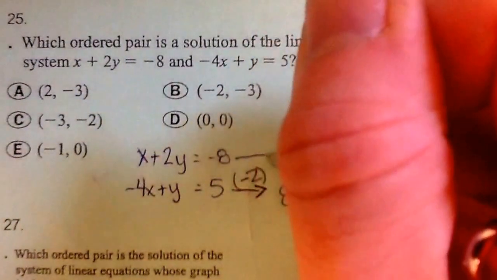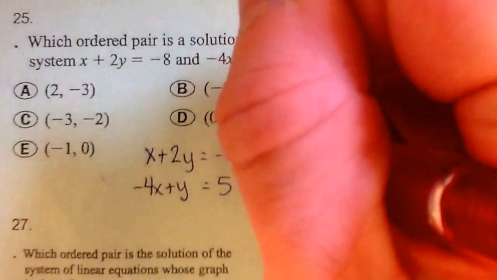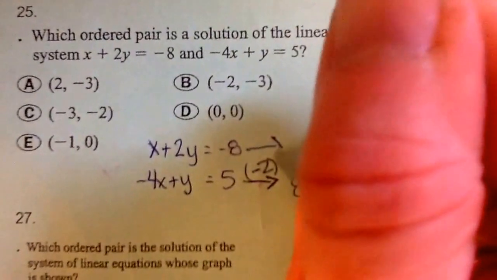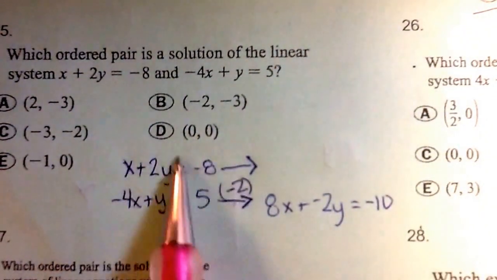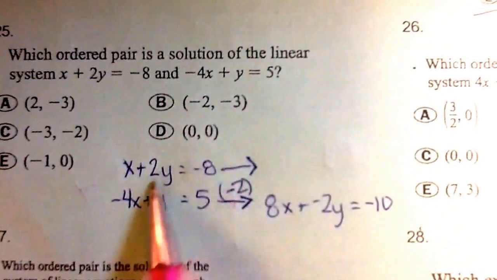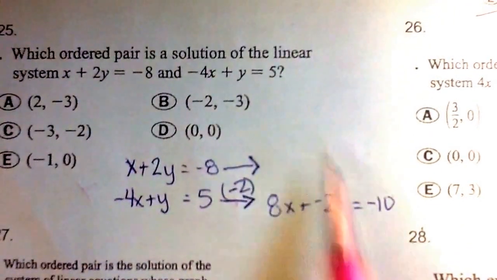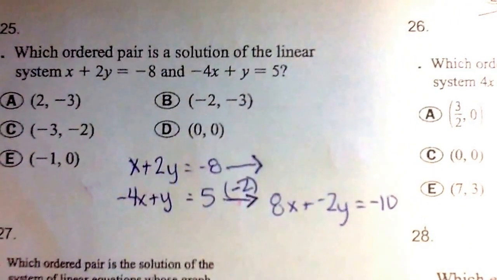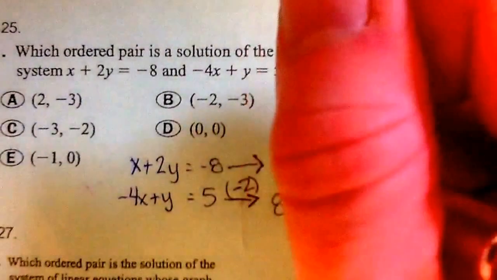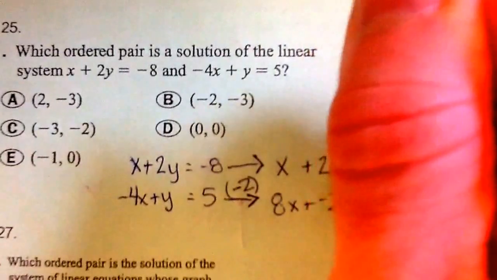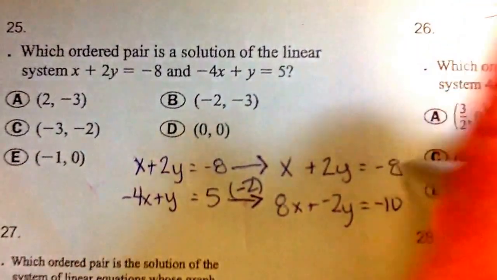And this top one, if I leave it exactly the same, my y's will be opposite. I'll have positive 2y and negative 2y. And when I add them up, I'll have 0y, which is what I want. I want to get rid of y. So I'm going to leave this one the same. x plus 2y equals negative 8.